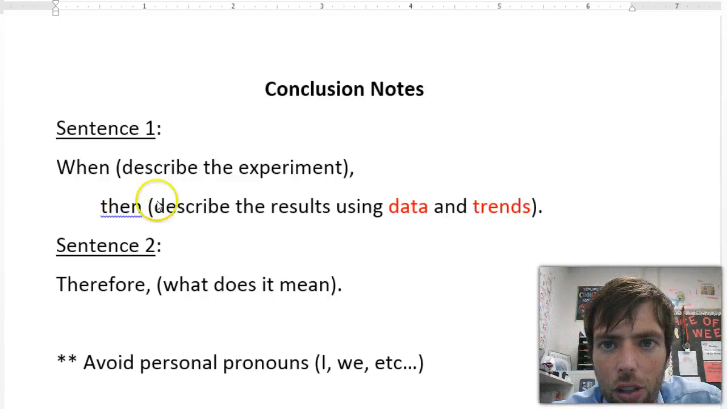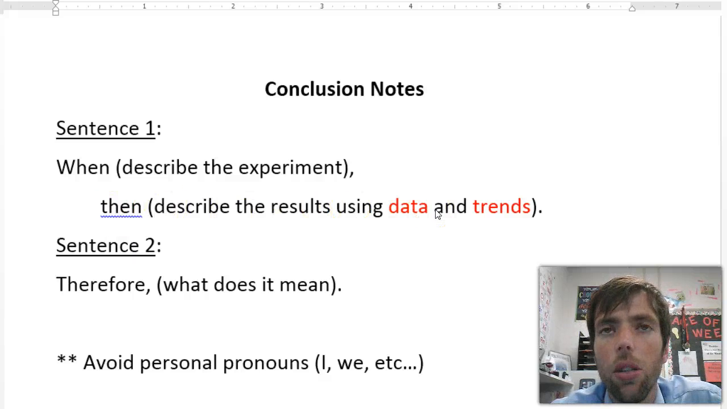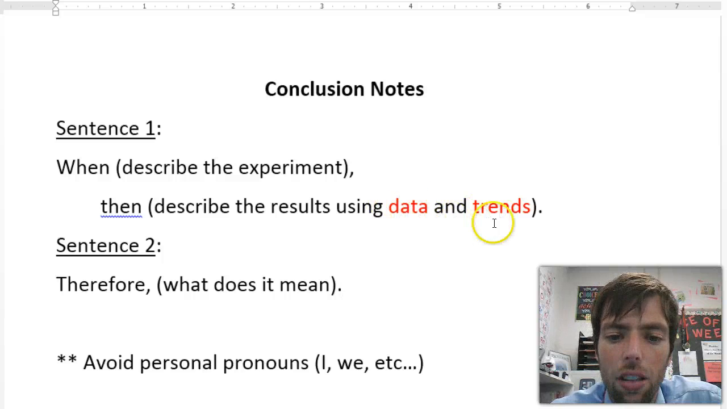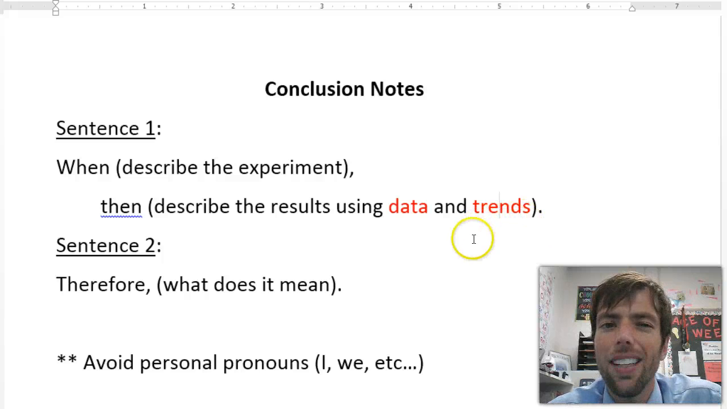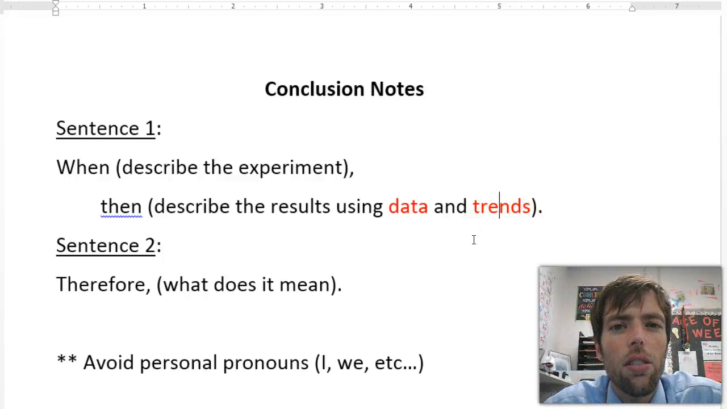When bridges were tested for strength, the bridge with balsa wood sustained the heaviest load by 53 grams. Notice I'm describing results using either data or trends. So these words are highlighted in red for a reason. I would encourage you in your notes to underline or circle these 2 words because these are the words that most often 7th graders don't include in their 8th grade conclusions.